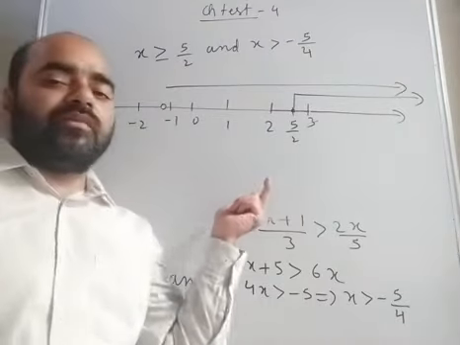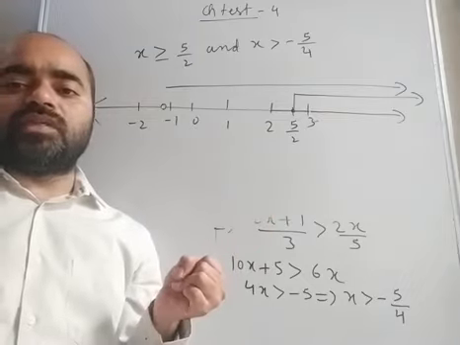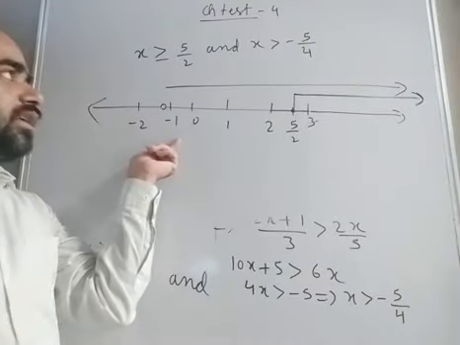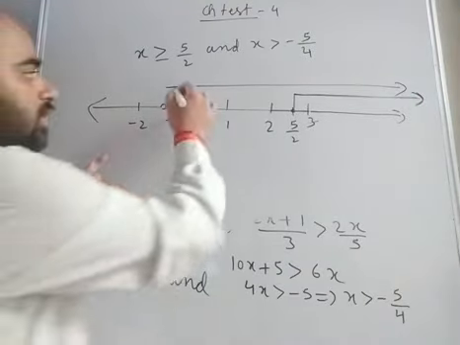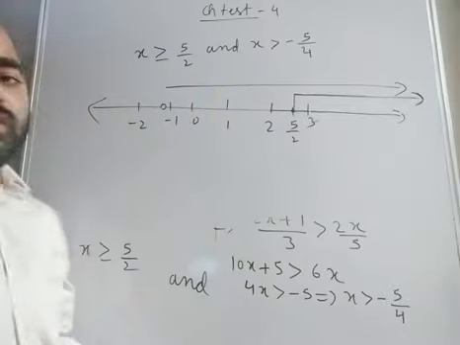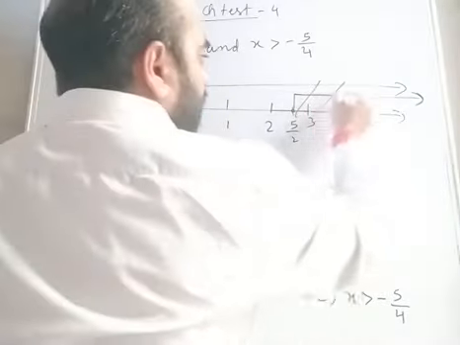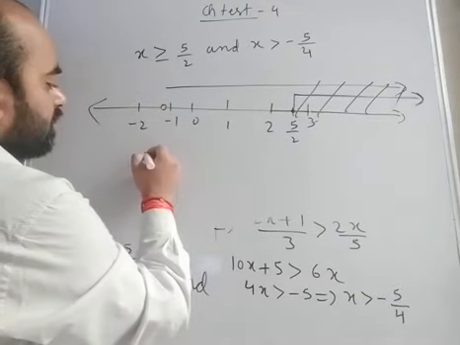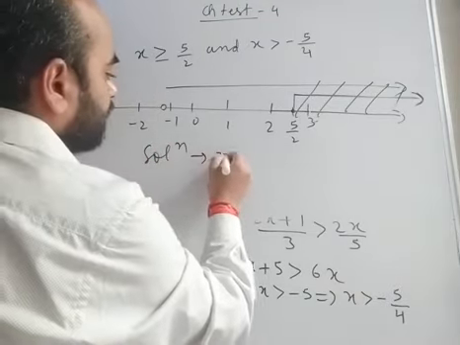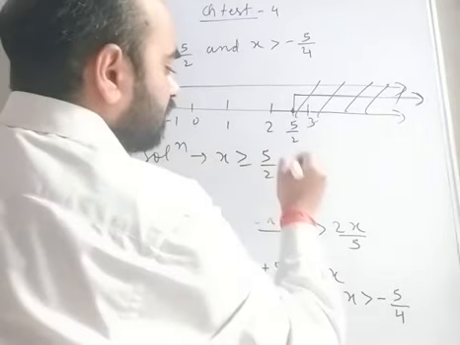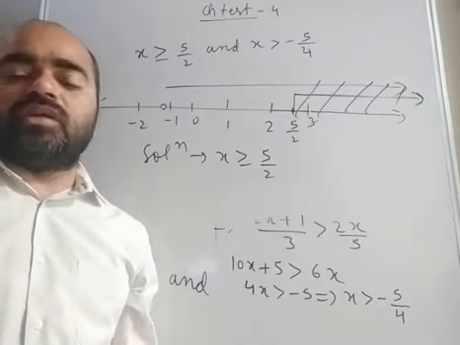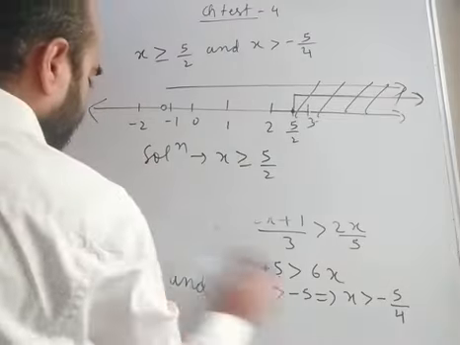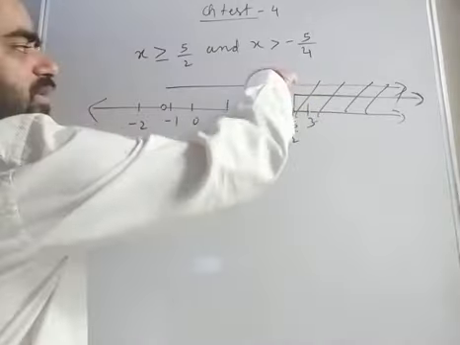Now can you tell me all the values which will satisfy both the inequations? X is greater than minus 5 by 4 means this region. X is greater than or equal to 5 by 2 means this region, and here 5 by 2 is included. It means what is the common region? Common region is x is greater than or equal to 5 by 2. So the solution is x is greater than or equal to 5 by 2. Understood? And means common region. Correct? This is only for explanation.